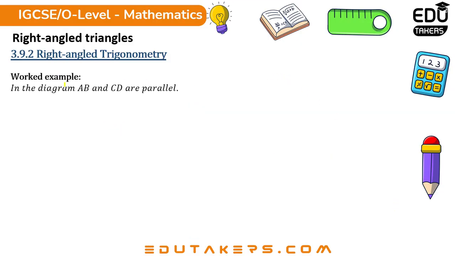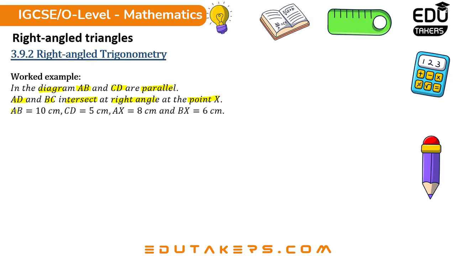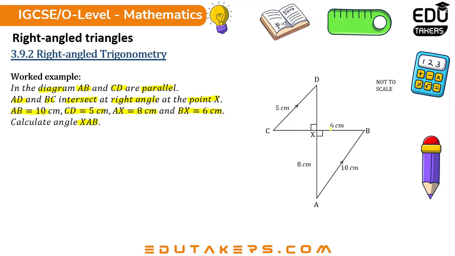Worked example. In the diagram, AB and CD are parallel. AD and BC intersect at a right angle at the point X. AB is 10 cm, CD is 5 cm, AX is 8 cm and BX is 6 cm. Calculate angle XAB. Here is the diagram.